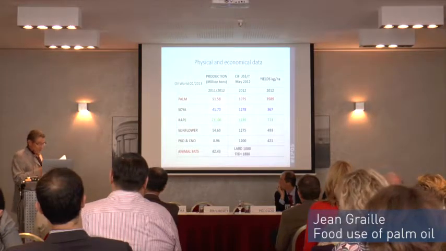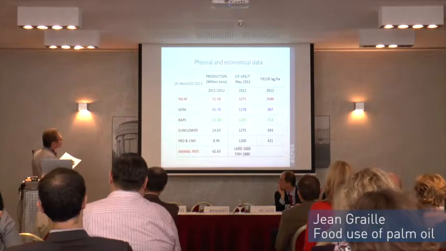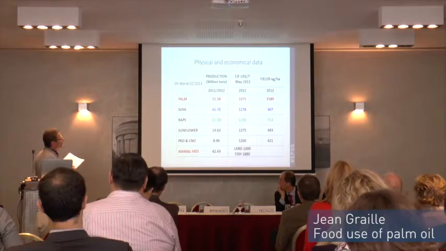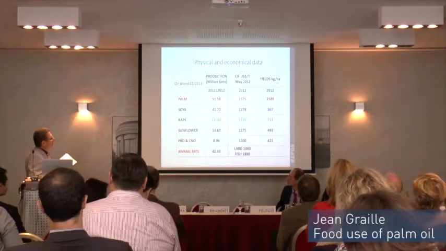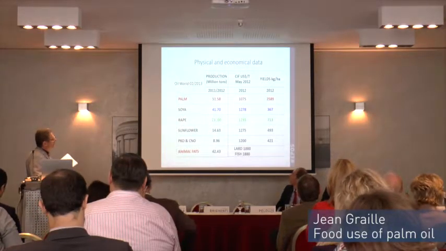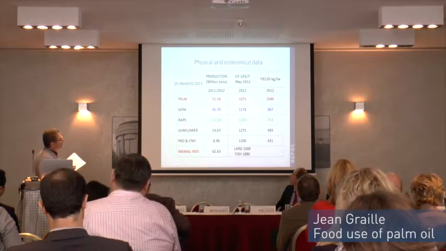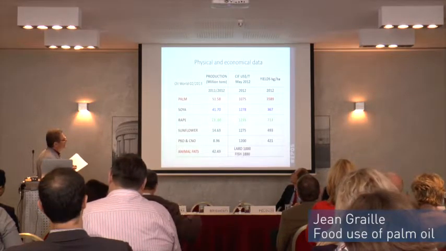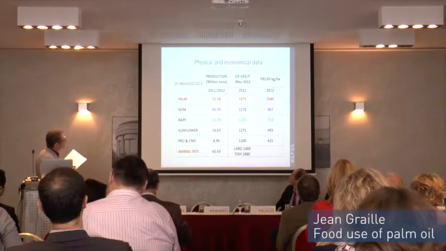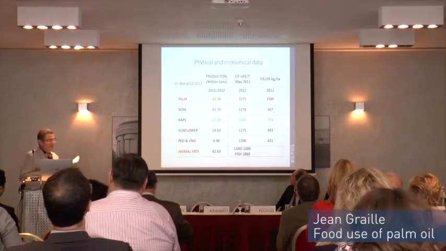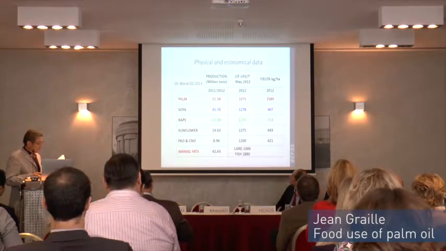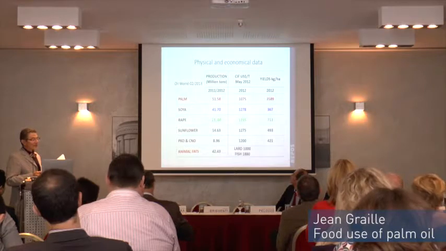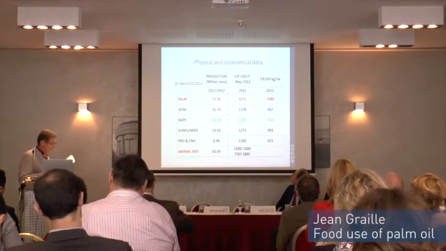So I'll just speak about the palm oil. As Dijkstra said, this is the first production in the world, far ahead of the other oils. And you see that the cost of this oil is cheaper. This oil is the cheapest, and moreover, it's the most stable for cooking.